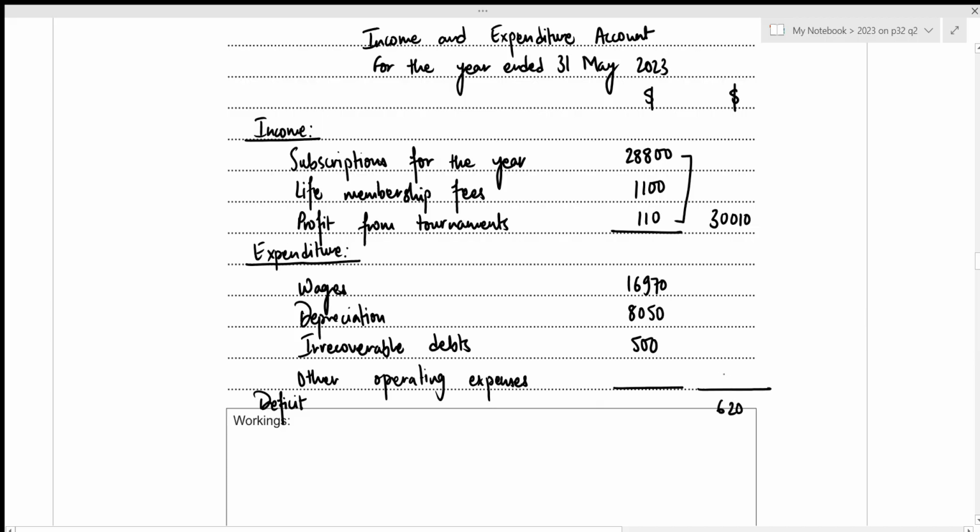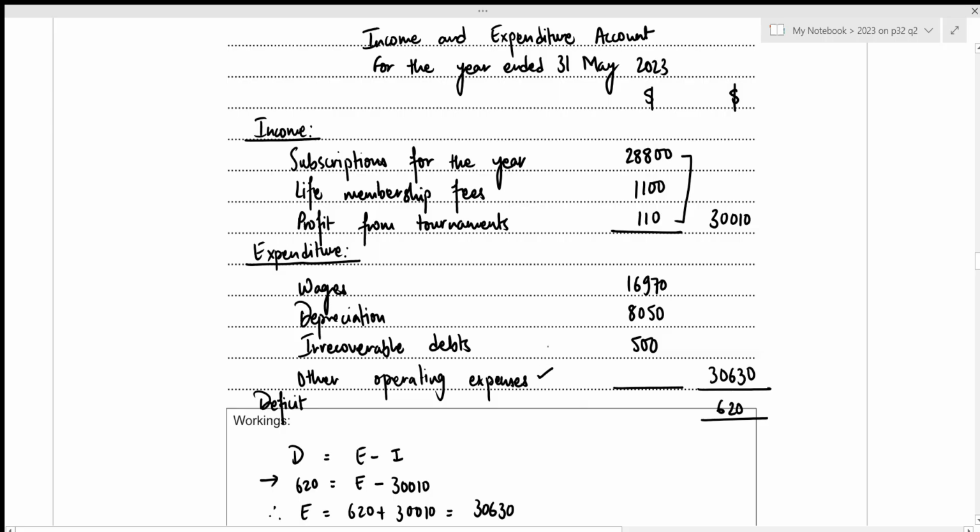Okay. Now we first need to figure out the total for the expenditure. We can just create an equation because we know that deficit will be expenditure minus income. We have the deficit amount to be 620. We're calculating the expenditure amount, and the total for income is 30,010. Now this gives the total for expenditure to be 620 plus 30,010, which results in 30,630. That's the total for the expenditure.